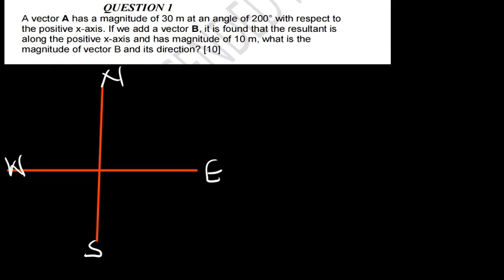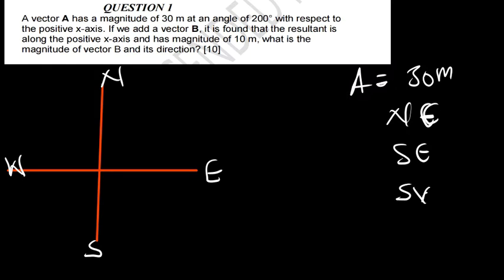They are going to tell you to say you have got a vector A. This is just an example. Vector A of a magnitude 30 meters. Let's say it is going northeast. So we have got northeast, southeast, southwest, then northwest. What does it mean if they just say northeast? Meaning that the angle is between north and east. So what angle is between north and east?